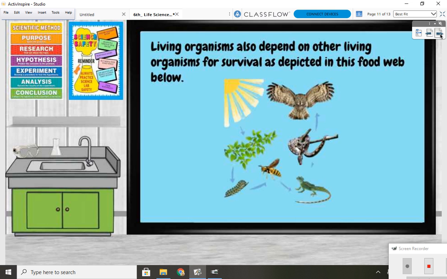But then we have organisms that eat both the caterpillars and the bees, which would be our lizard, and then we have a snake that's going to eat our lizard, and then we have our owl who is going to eventually eat our snake. And you can see how these living things all depend on one another within this food web.